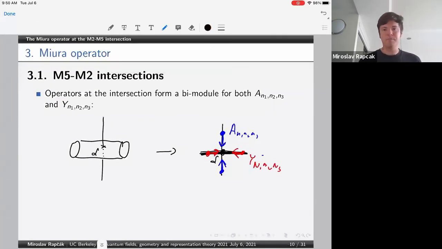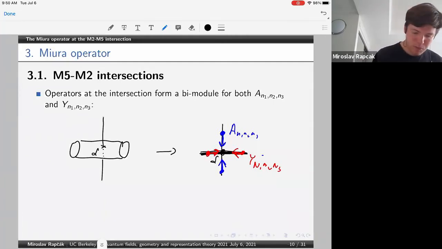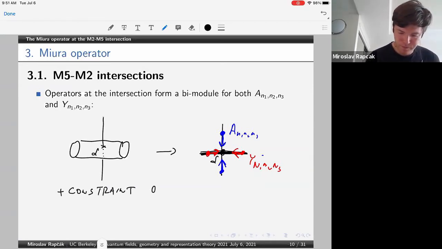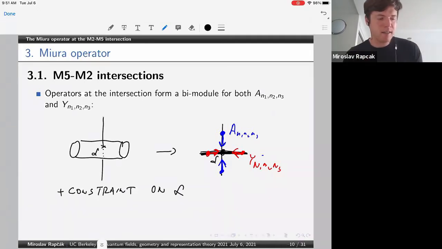And moreover, analogously to the requirement that the M2 brane and M5 brane algebra satisfies some relations of this universal affine Yangian, we expect that the consistency of the coupling of the intersection itself with the five-dimensional theory should also lead to some kind of constraints on this operator L. So there should be some constraint. And the constraint should somehow relate the actions of the two algebras A n1, n2, n3 and Y n1, n2, n3.